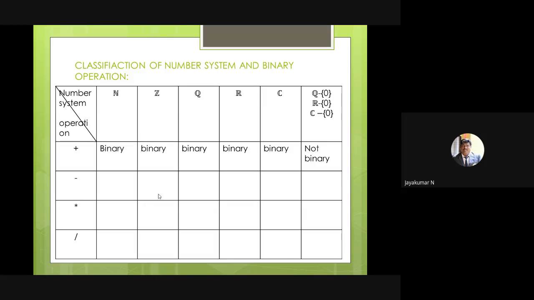Now go for the set of all natural numbers. The operation is subtraction. Anyone tell me, is minus binary or not binary? I will explain because it takes too much time, so think yourself. I will give only 10 seconds. Try to justify whether the subtraction operation is binary or not binary in N.